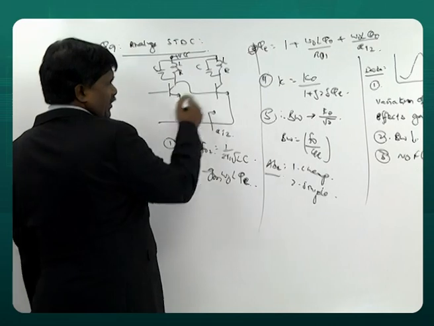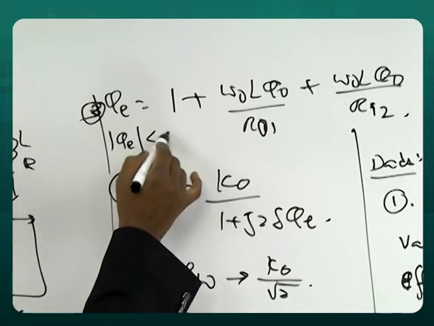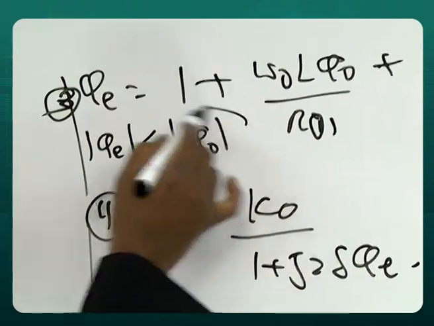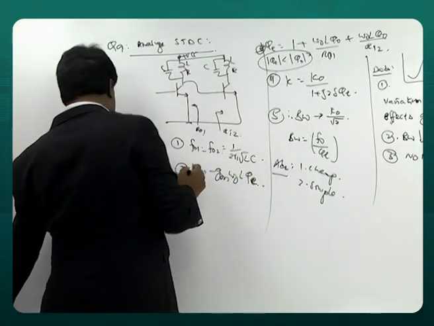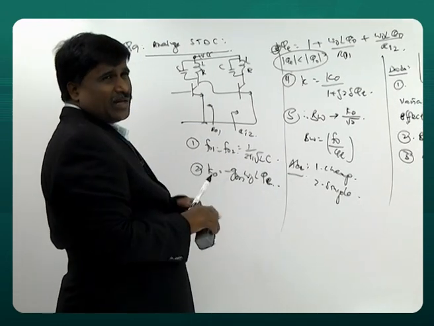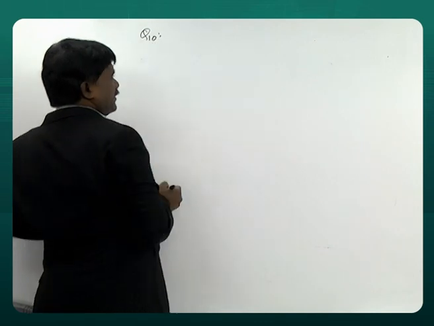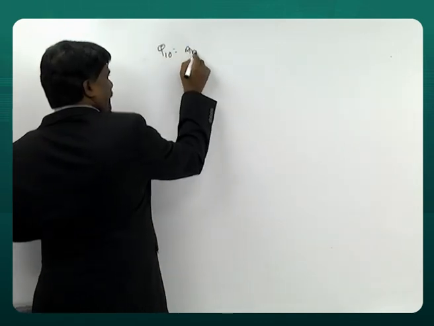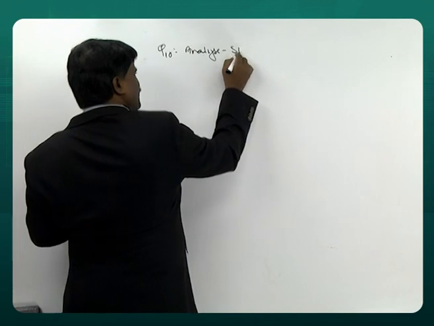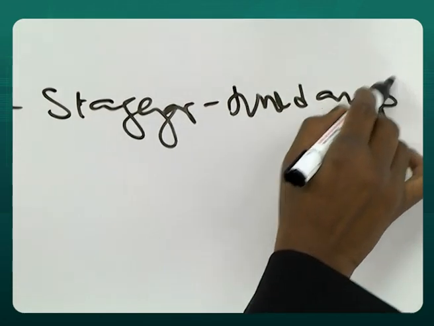This is loading, therefore quality factor is decreased. Quality factor is less. That's called single tune direct couple. Question number 10. Analyze stagger tuned amplifier.